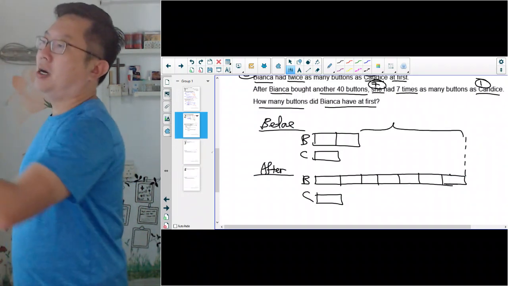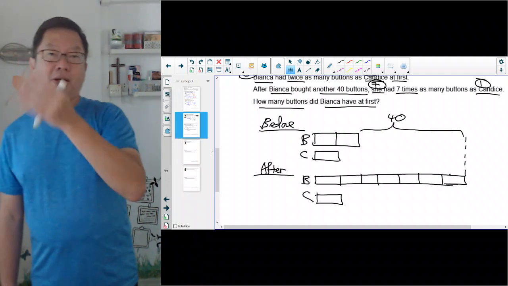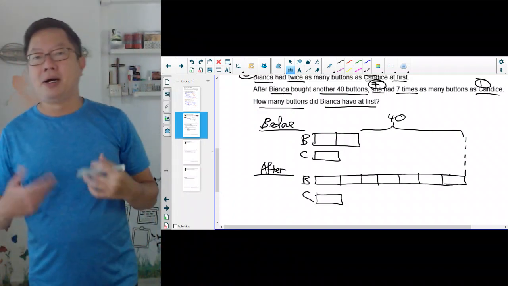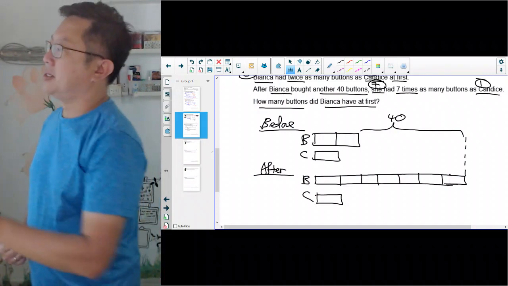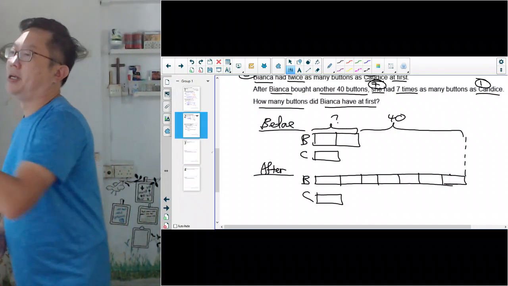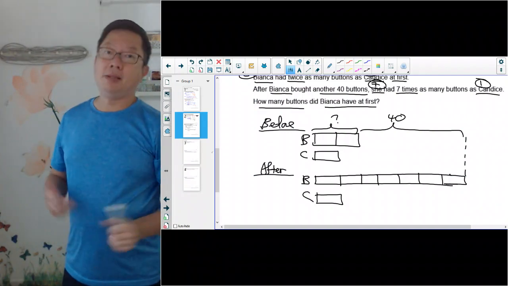Alright, 40 more. How you want to put the 40 more is up to you, but you can put it on the model. If there's any number that you can't put inside the model, then you don't put it. So how many buttons did Blanca have at first? Your question mark will be over here. And you are done. Okay, finished.